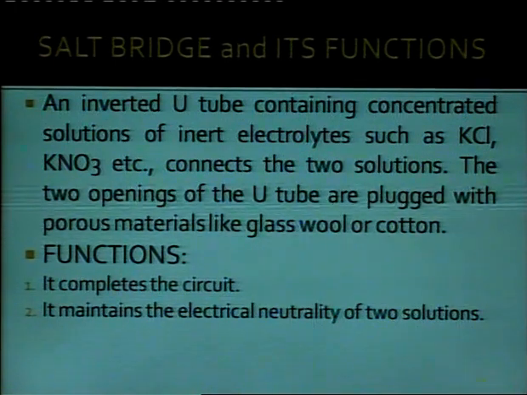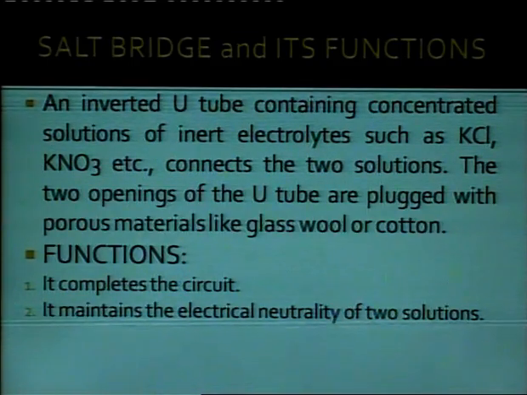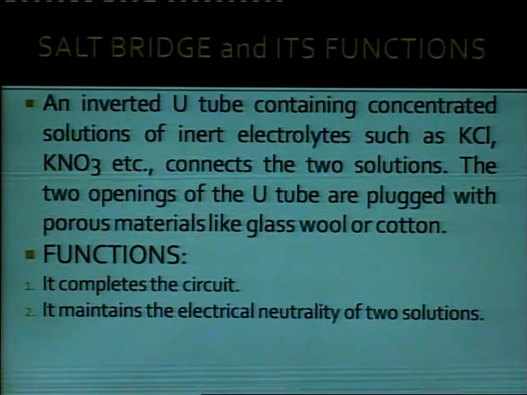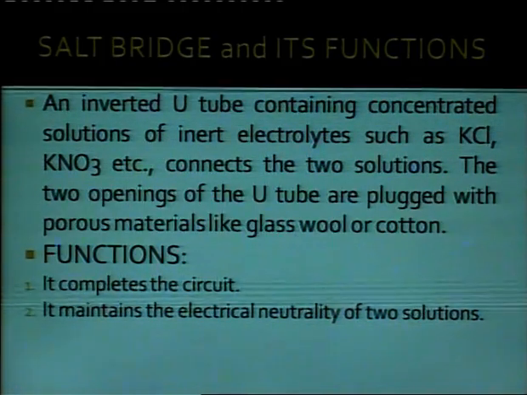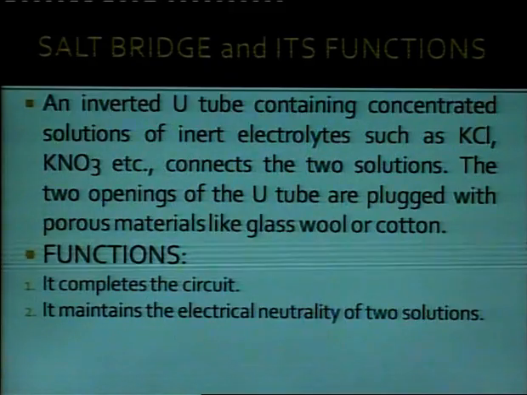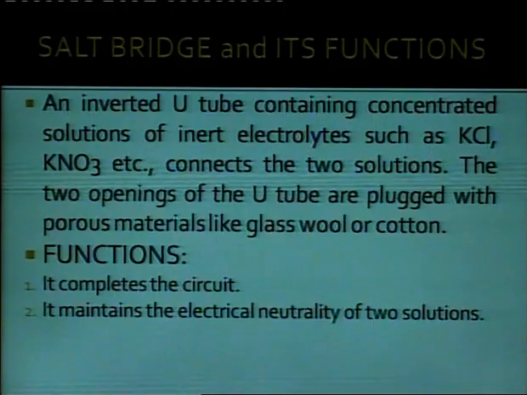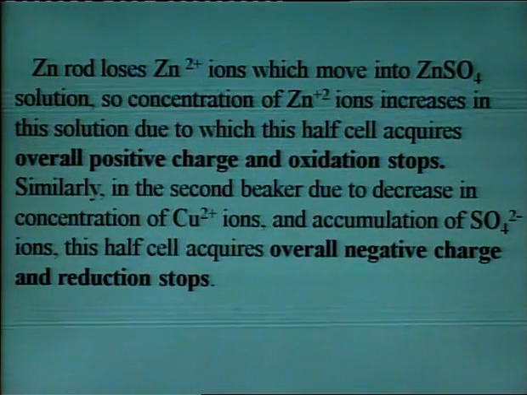First, it completes the circuit. As we have seen in the case of the electrochemical cell, it connects the two solutions and two rods are connected by wires. So, it completes the circuit and it maintains electrical neutrality of the two solutions. Now, let us see how it maintains electrical neutrality.